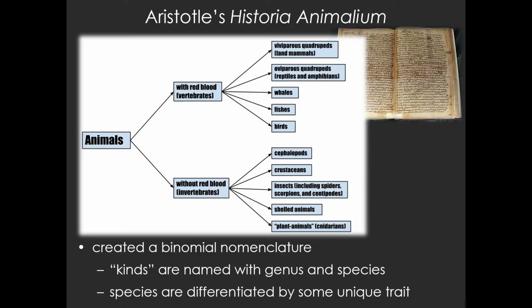And in addition to categorizing them into genus and species names, he also differentiated them into groups based on some unique trait that he perceived in them. So as you can see, he took animals and divided them into two categories: the animals which had red blood and those without red blood, and then within those vertebrates, as we call them today, he categorized them into groups based on whether or not they had live young, or viviparous, or if they had eggs, if they were oviparous, whales, fishes, birds, and so on and so forth.